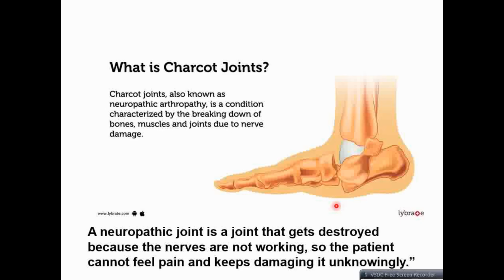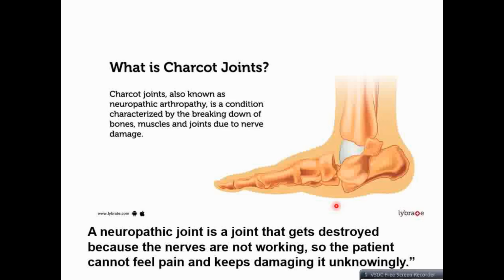Then another clinical aspect related to this is called Charcot's joint, also known as neuropathic arthropathy or neuropathic joint. It's a condition characterized by the breaking down of the bones, muscles and joint due to nerve damage. Here the nerve is being damaged, the nerve is not working, so the patient will not feel the pain. Patients with diabetes, tabes dorsalis or leprosy are mainly affected by this.